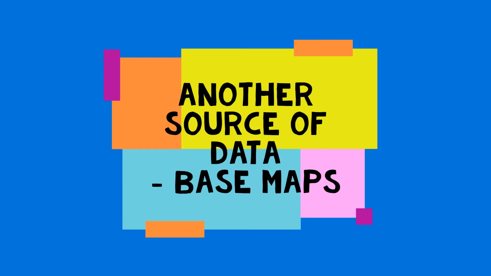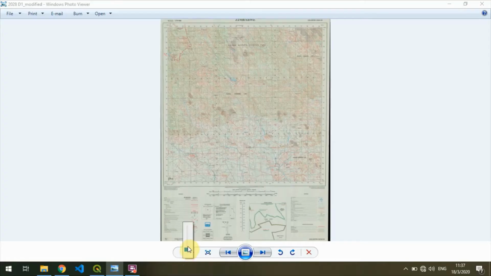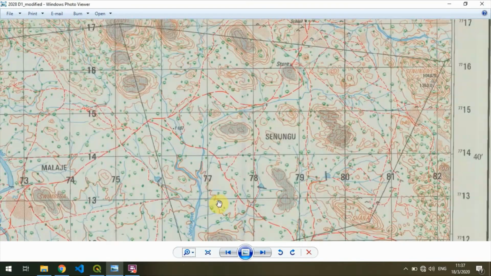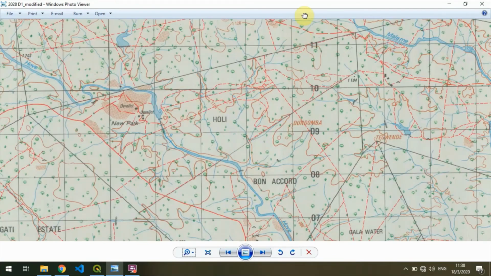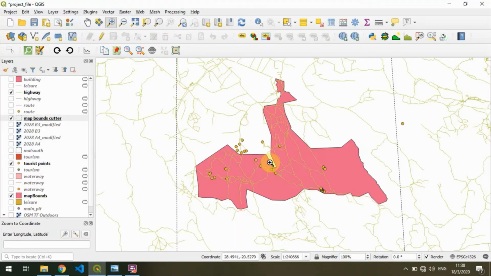Okay, we're now working on the other source, base maps. Base maps are maps that have been created in Zimbabwe. They are done by the Surveyor General. Those are quite old maps, really, before 1980. That's when these maps were drawn. But they are still an accurate source of information.